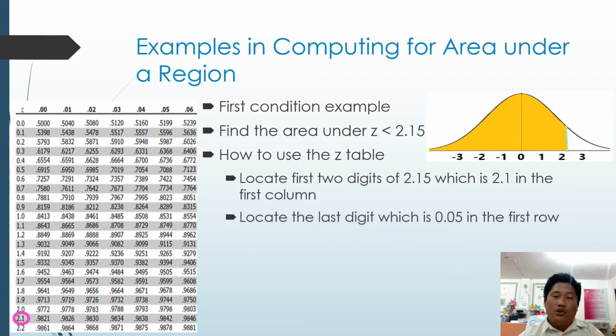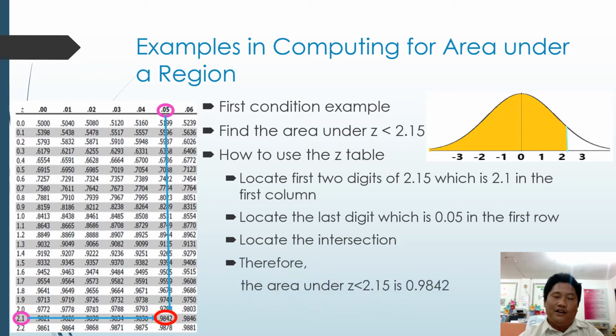The next step is to locate the last digit. The last digit of 2.15 is the 0.05. So it is found in the first row. So we will locate 0.05. After that, locate the intersection. So the intersection is 0.9842. Since this is an example of the first condition, meaning the term that is on the intersection is the value of the area.